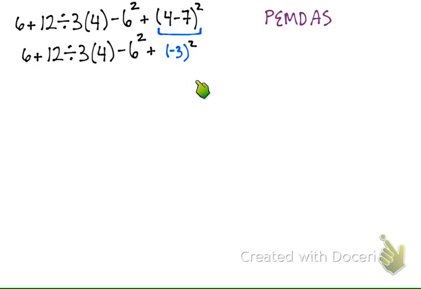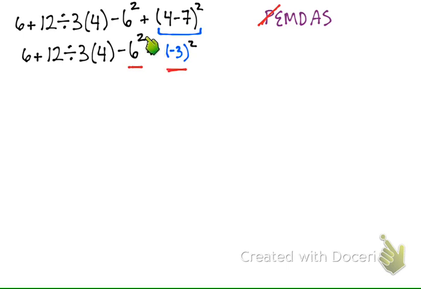Alright, so from here we have nothing left inside the parentheses to do. So there's no operations inside there. So that tells us we're done with the P. Now we go on to exponents. So with this one we have two exponents. We have the 6 that's being squared and the negative 3 that's being squared.